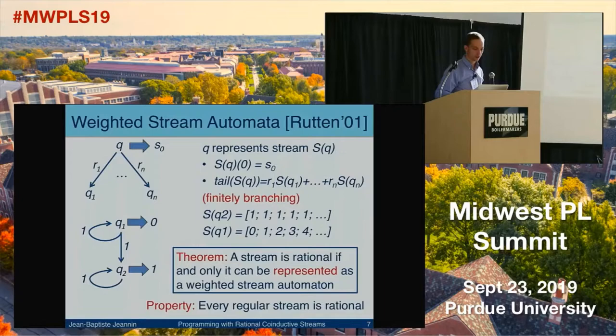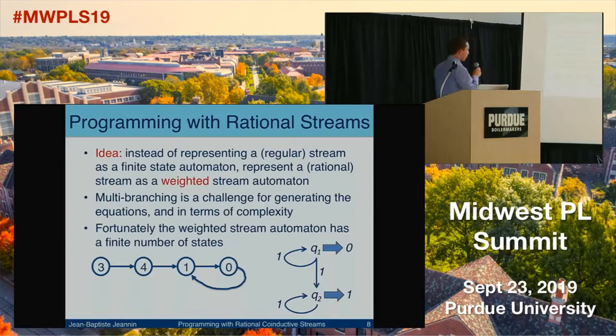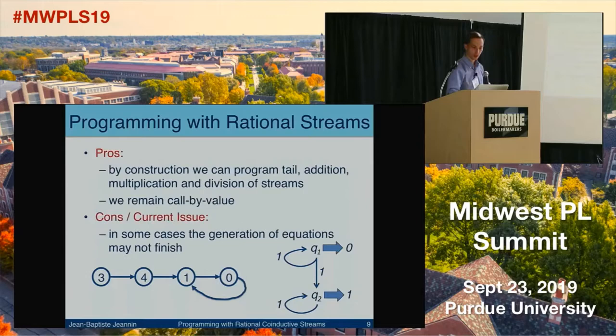So to program with rational streams, the idea is that instead of representing a regular stream by a finite state automaton, we're going to represent a rational stream by a weighted stream automaton, and then try to do the same things. So it's work in progress. Multi-branching is a challenge for generating the equations, but what really saves us is that we have a finite number of states. So we're really close because we have a finite number of states. Okay? And so the pros here are that by construction, we can get the tail, the addition, multiplication, division of streams, and we remain call by value. And so right now we still have a technical issue that the generation of equations may not finish. We need to find a way to generate them.